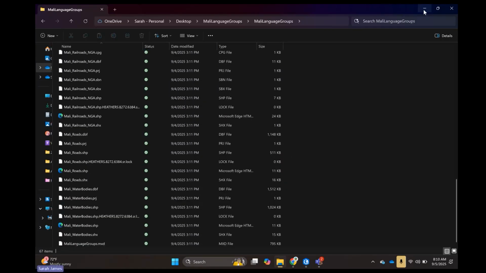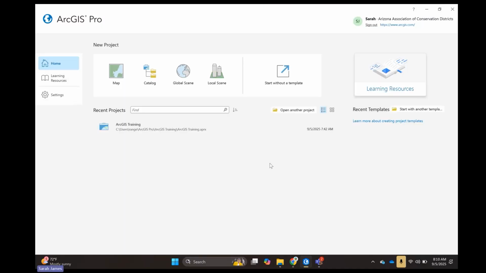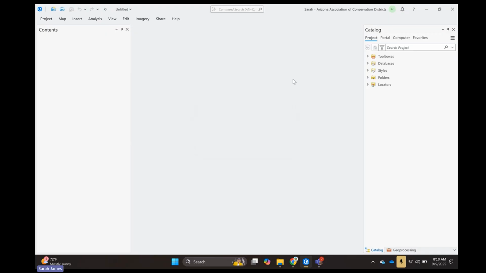But with that, let me show you how to pull that into ArcGIS Pro. In Arc Pro, a lot of times we'll have recent projects here. If we're making a new map, we'll go to Map. But to import one, we're going to want to start without a template. What that's going to do is create a map, but it doesn't have our normal mapping system here like it typically would.